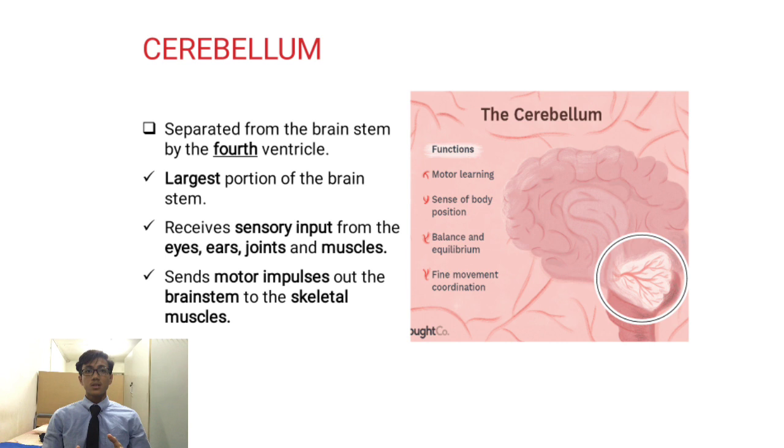Now we go to the cerebellum, still in the same subtopic, which is the other parts of the brain. The cerebellum is separated from the brainstem by the fourth ventricle. It is the largest portion behind the brainstem. It receives sensory input from the ears, eyes, joints, and muscles, and it sends motor impulses out of the brainstem to the skeletal muscles, so the skeletal muscles can do some reflexes.